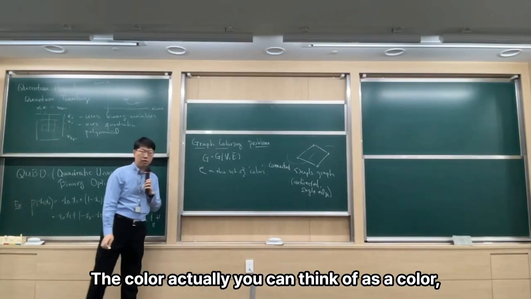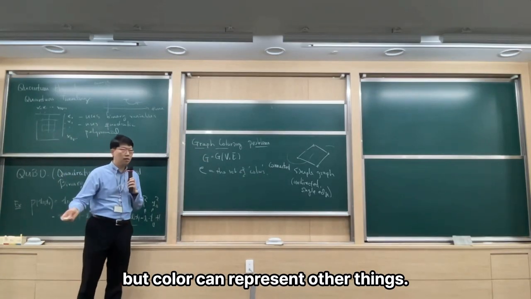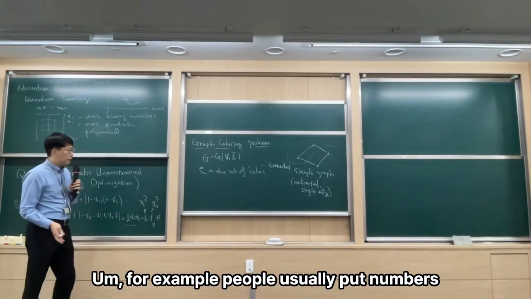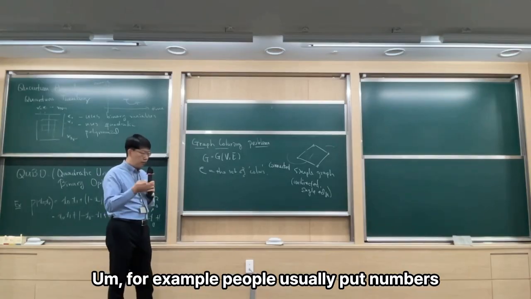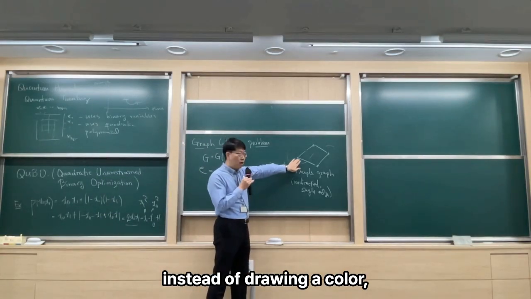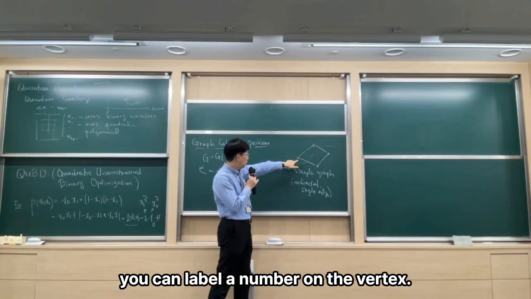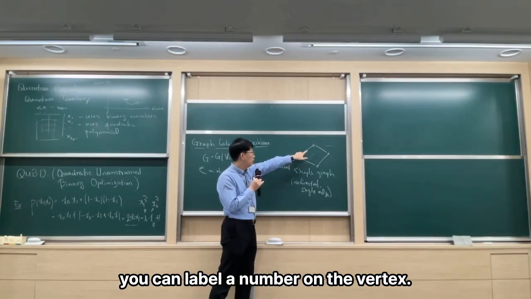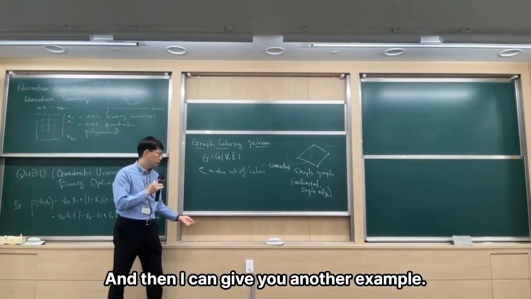The color, actually, you can think of as a color, but color can represent other things. For example, people usually put numbers as colors. So I want to say, instead of drawing a color, coloring a color, you can label a number on the vertex. And I can give you another example.